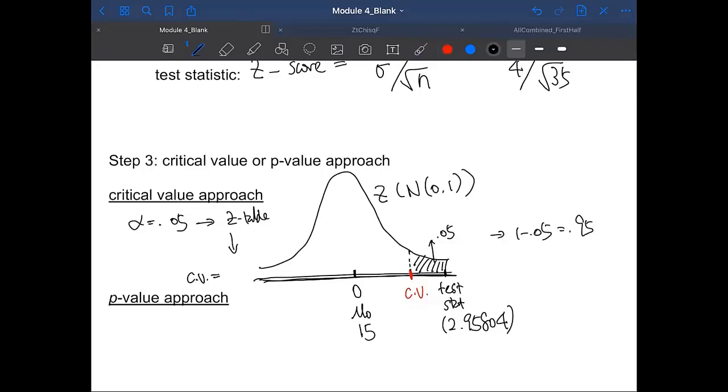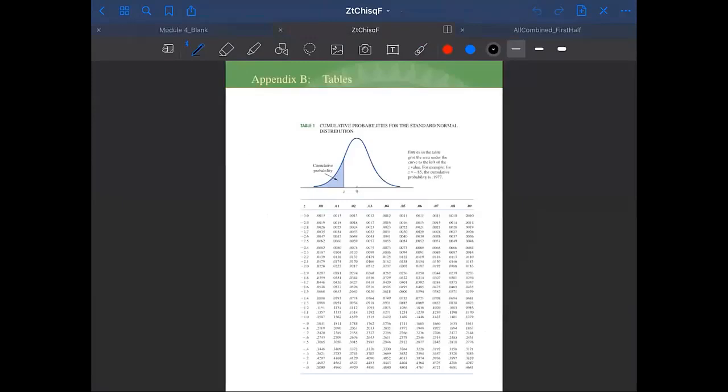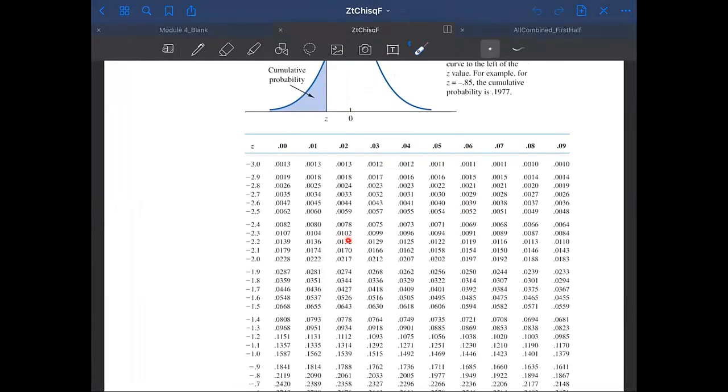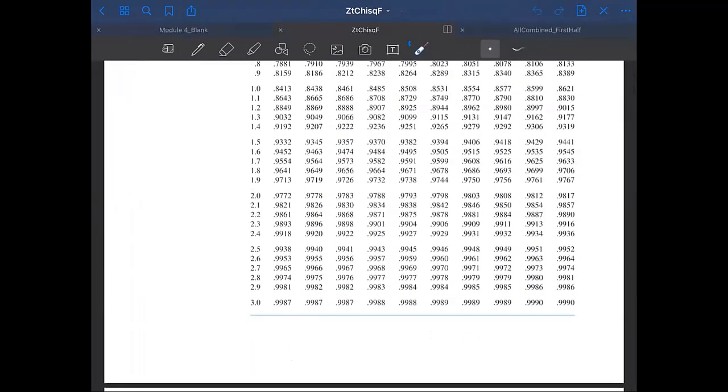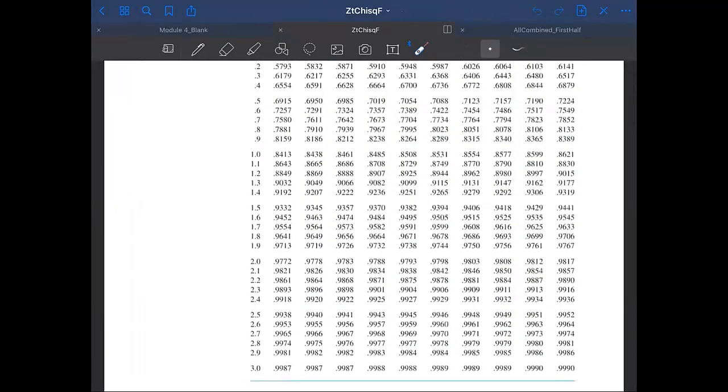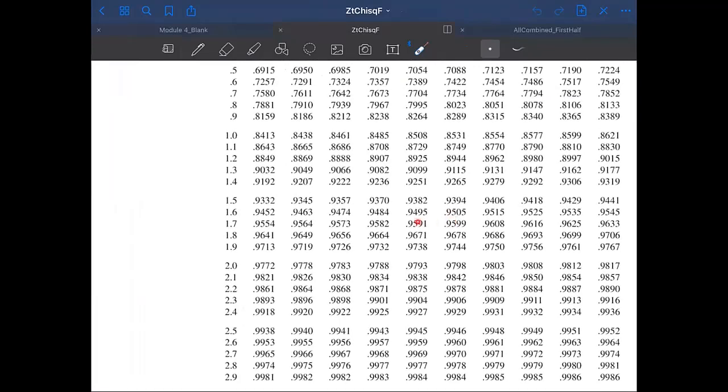Okay, so this is a probability. I'm going to look up my table. Okay, the table is here. I'm looking for a probability, which is 0.95. It should be very high. It should be 1 point something. Okay, so let's take a look. So I'm looking for 0.95.